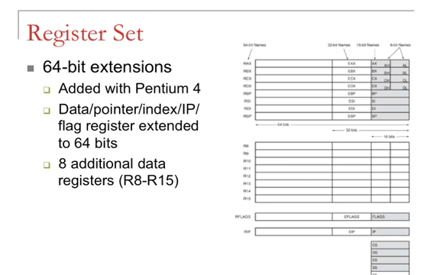With 64-bit machines, starting from Pentium 4, we have these extended registers. All the data, pointer, index, IP, and flags registers are extended to 64 bits. And we have 8 additional data registers.